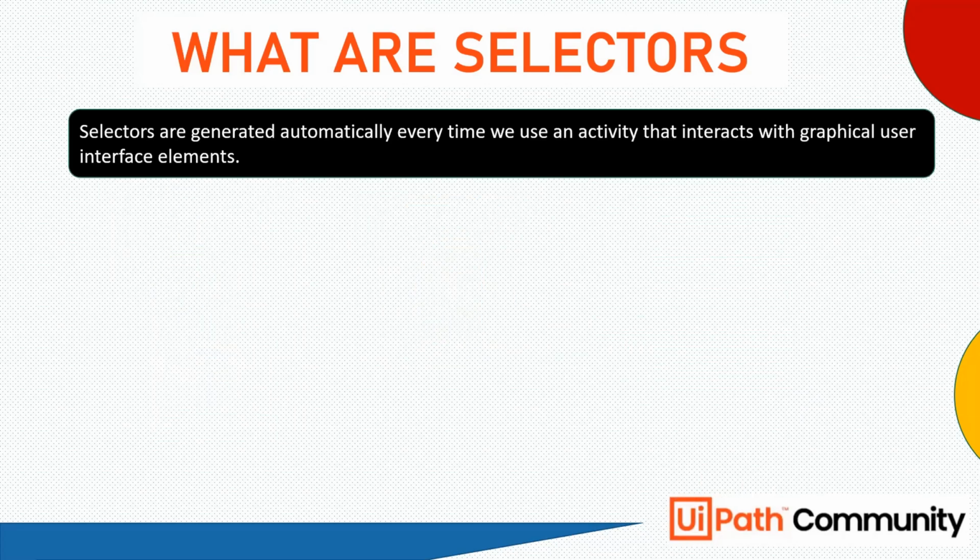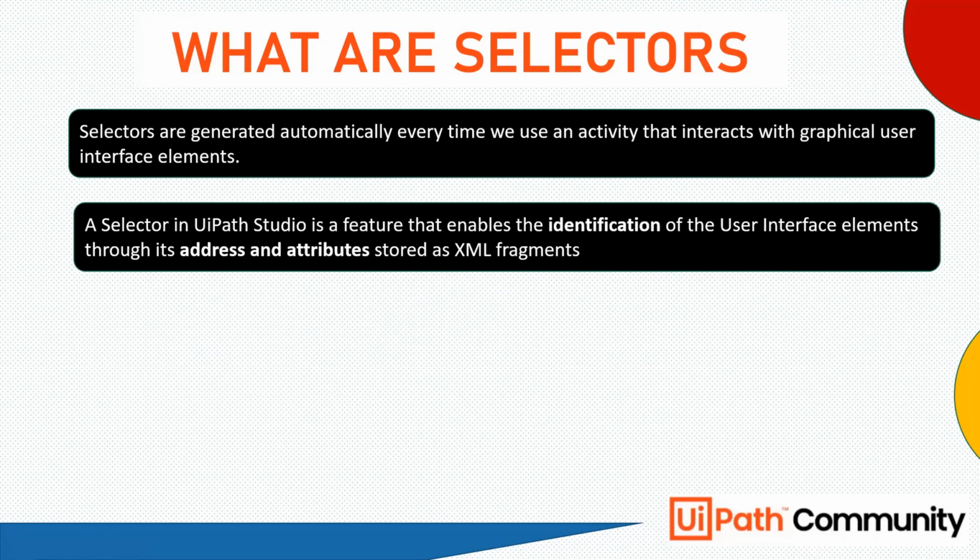So what are selectors? Selectors are generated automatically when an activity interacts with a graphical user interface. That means wherever you have to click, select a value from a drop down, or key in something on a GUI, selectors come into the picture. A selector in UiPath Studio is made up of tags and attributes. We will discuss this today.